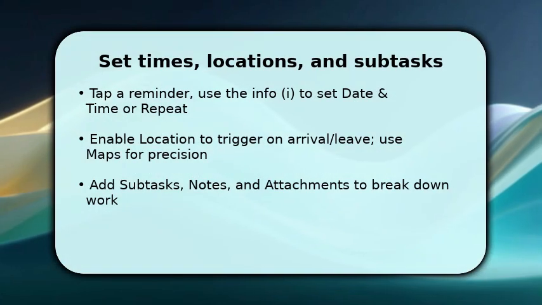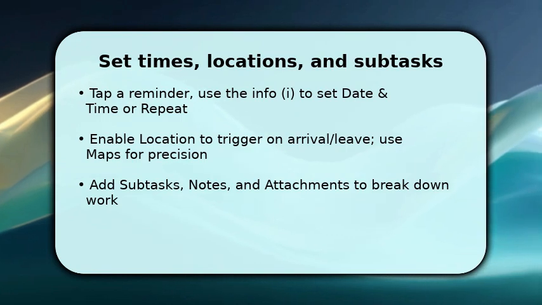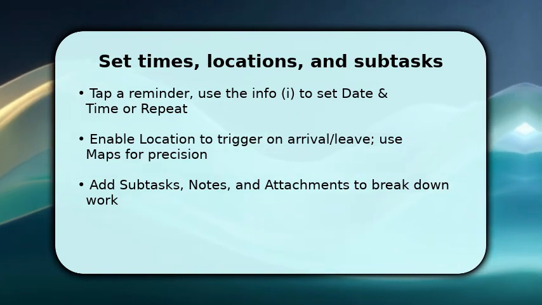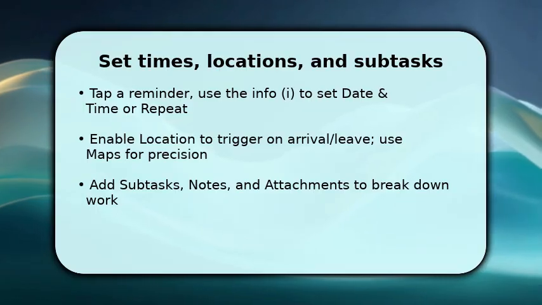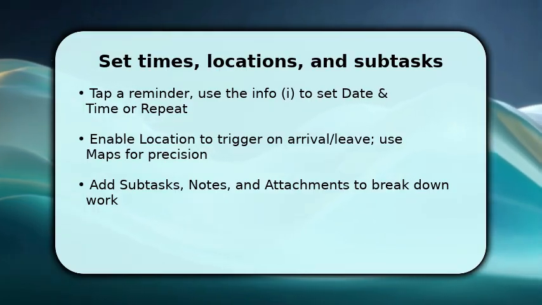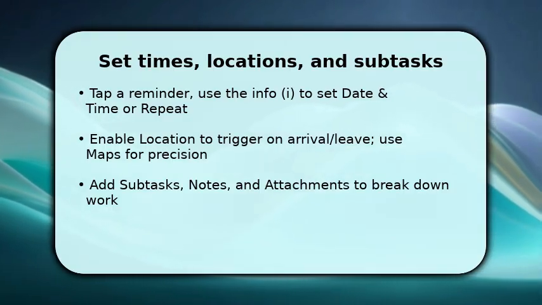You now make each reminder actionable. Tap the reminder and open its info pane. Set a date and time and choose Repeat if it's recurring. This ensures the system prompts you when needed. For location-based prompts, enable location, pick arrive or leave, and fine-tune the address in Maps so triggers are accurate.